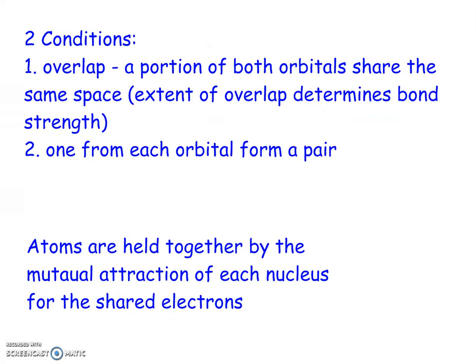The two conditions for this to happen are, first, there must be an overlap, a portion of both orbitals that share the same space, and the extent of the overlap determines the bond strength. If they overlap just a little bit, it'll be a weak bond. If they overlap a lot, it'll be a strong bond. And one electron from each orbital will form a pair to form that bond. The atoms are then held together by the mutual attraction of each nucleus for the shared electrons.